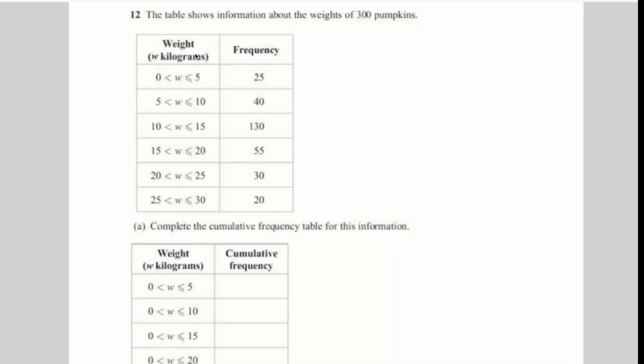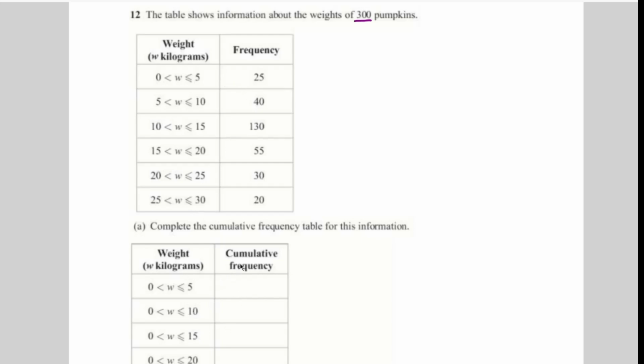Question 12. The table shows information about the weights of 300 pumpkins. So there's a frequency table. Complete the cumulative frequency table for this information. We need to create the cumulative frequency table. How do we create it? It means the running total.